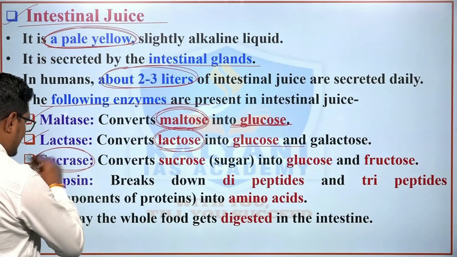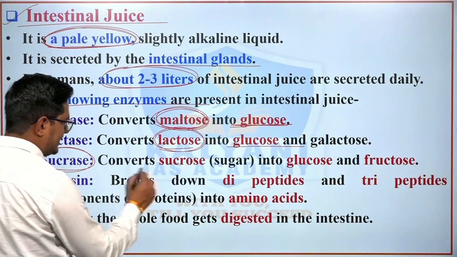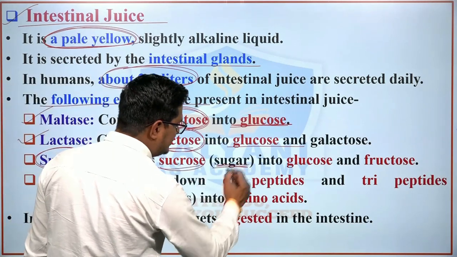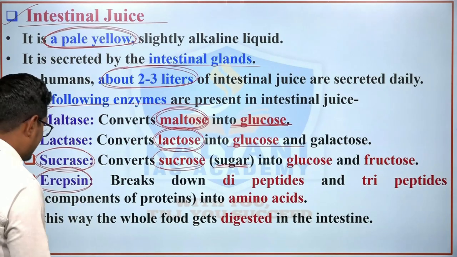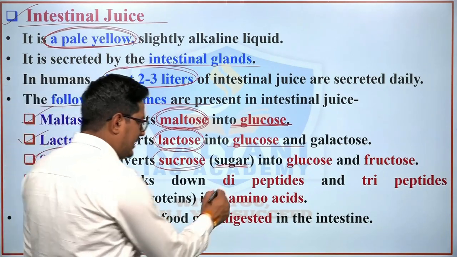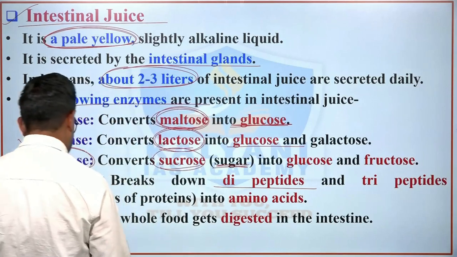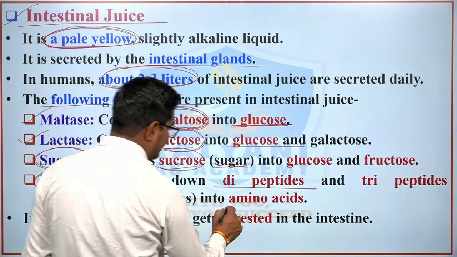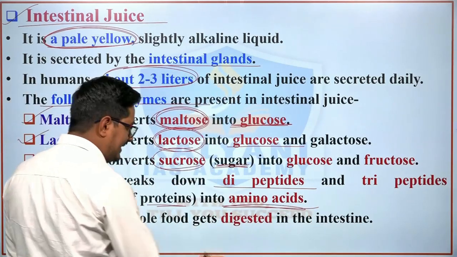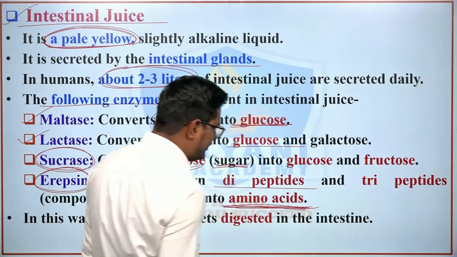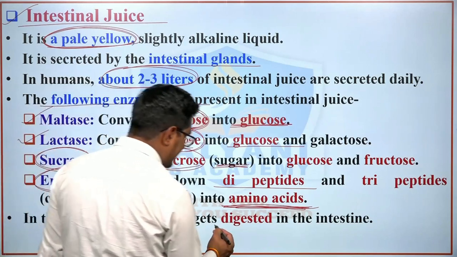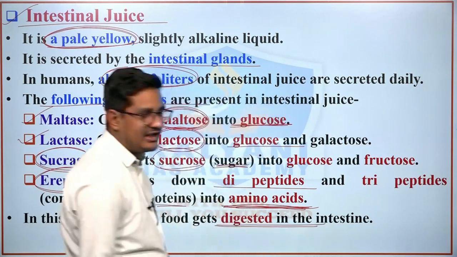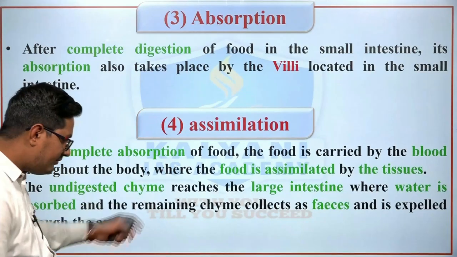Then third, sucrase. This converts sucrose, sugar, into glucose and fructose. And erepsin, right? This erepsin breaks down dipeptides and tripeptides, components of protein, into amino acids. And these amino acids are used by the human body for the repair of body cells. In this way, food ka jo hai complete digestion yahan par ho jata hai. Right?